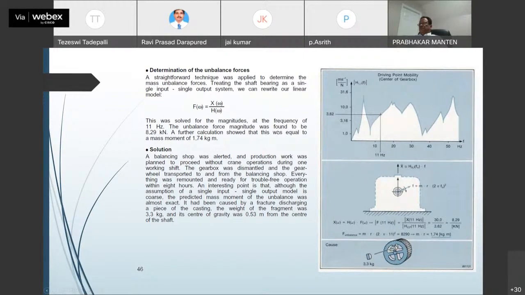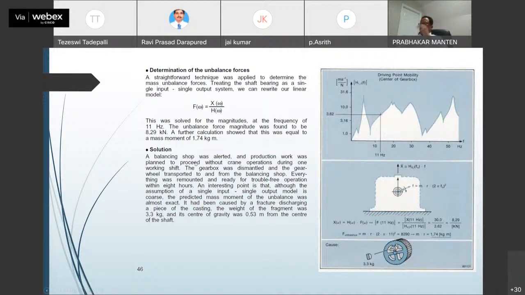The unbalanced force magnitude was found to be 8.29 kilonewton. A further calculation showed that this is equal to a mass moment of 1.74 kilogram meters, an eccentric mass which always created this. So what was the solution? They did not make any structural changes. It is not a resonant condition; resonant peaks are somewhere else. So the balancing shop was alerted.